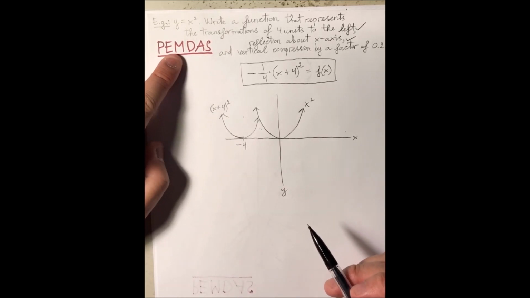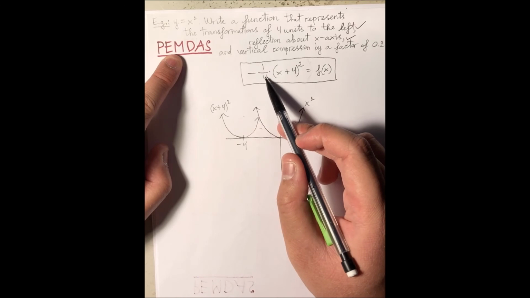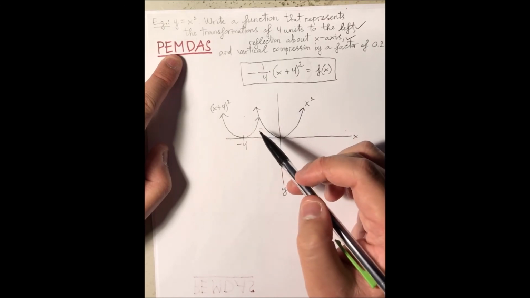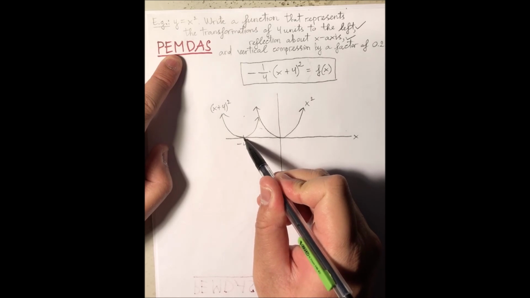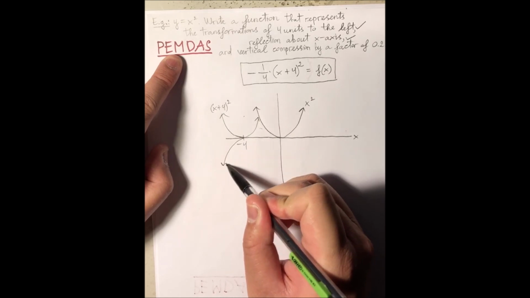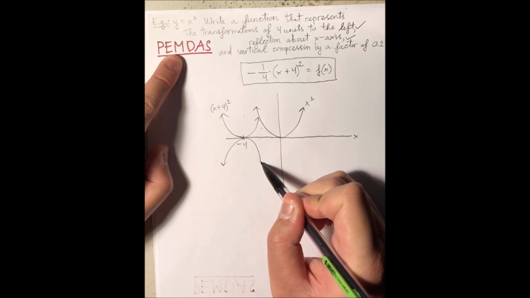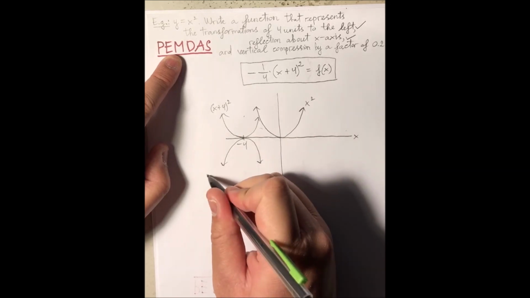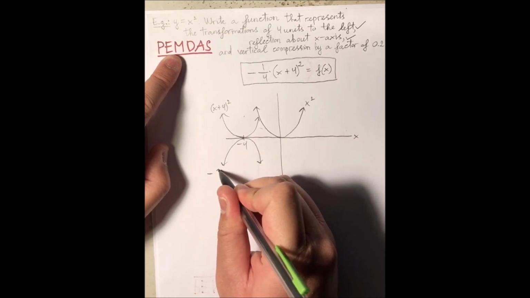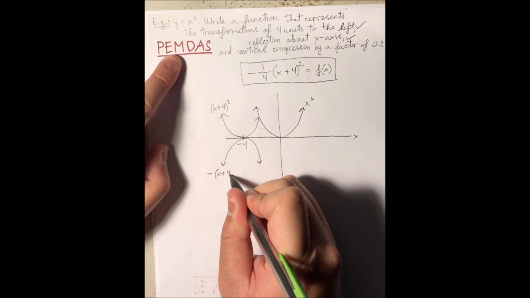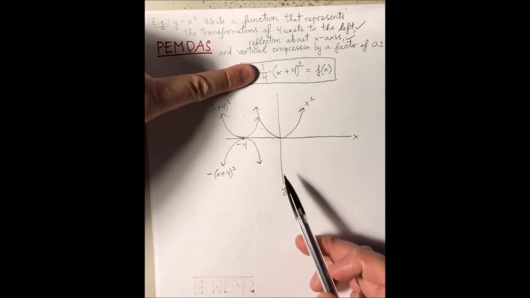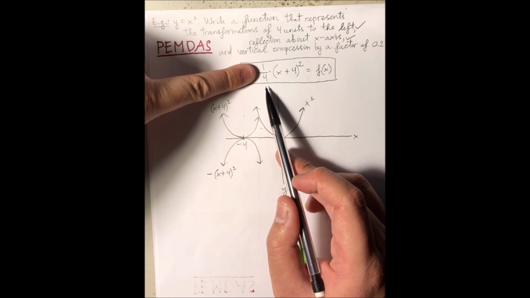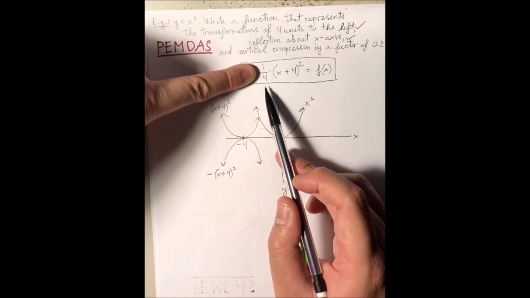Third letter is multiplication. Well, we are multiplying by negative 1 over 4. So that means our function is going to reflect vertically like that due to the minus sign. So this is negative of x plus 4 squared. The second is the 1 over 4, which represents vertical compression of the function by the factor of 1 over 4.